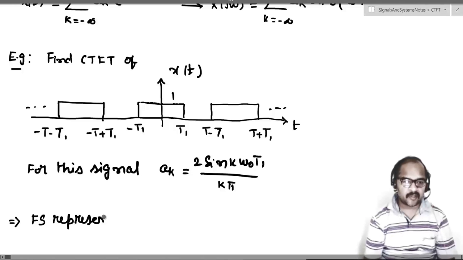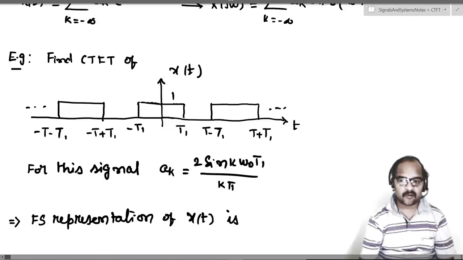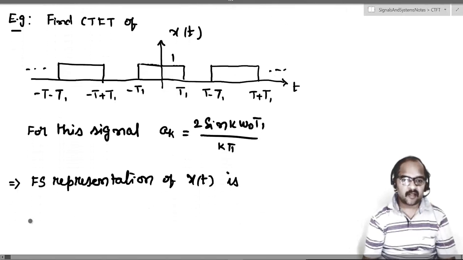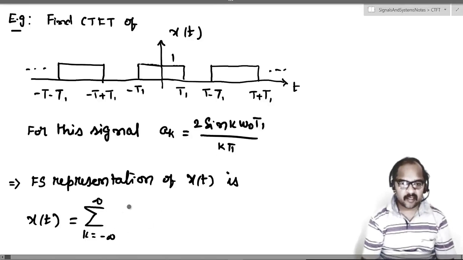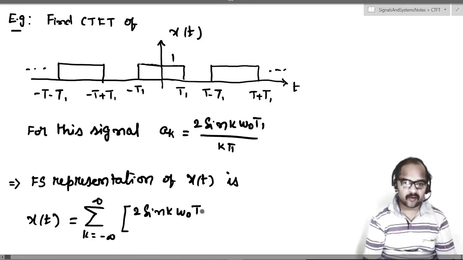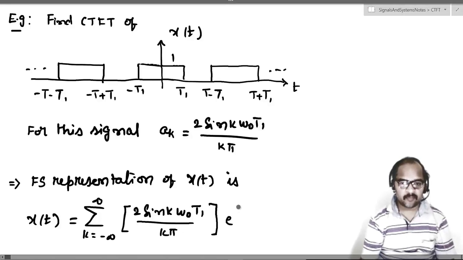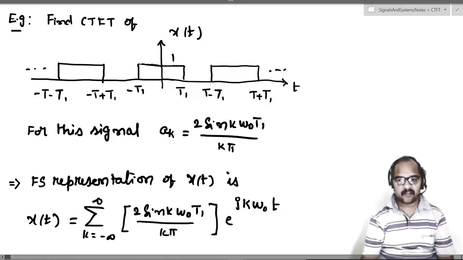The Fourier series representation of x of t, how do you write here? For the given signal, x of t is equal to summation k equal to minus infinity to infinity, we should have ak, but ak is how much? You have 2 sine k omega naught t1 divided by k pi, and this is multiplied with e power jk omega naught t. So this is the Fourier series representation.